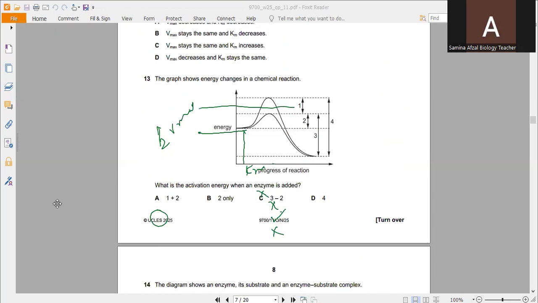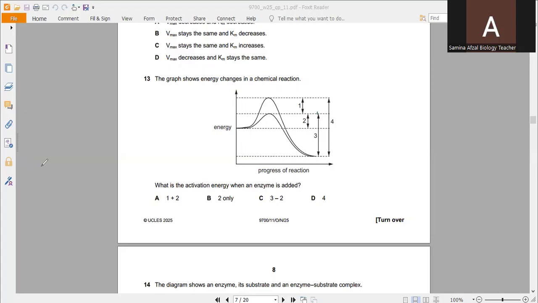Now question number 13 is there. First of all, the graph shows energy changes in a chemical reaction. Progress of changes, what is the activation energy when an enzyme is added? First of all, you know arrow 1 and 2. This is arrow 1 and arrow 2. The energy required to reach the transition state with an enzyme, you can see the lower peak. The net energy release is 3.